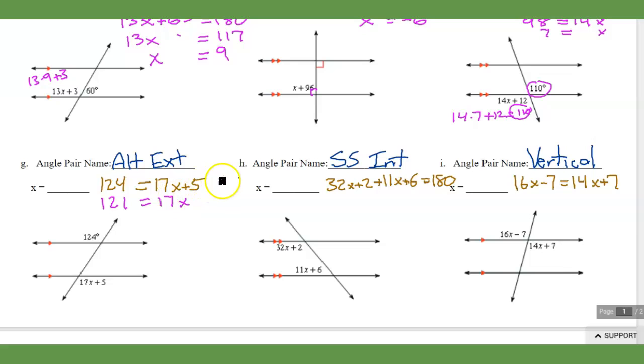All right, subtract 5 on both sides here. Divide both sides by 17. What's 121 divided by 17? Help me out. 121 divided by 17. 7? Okay, thank you. There we go.